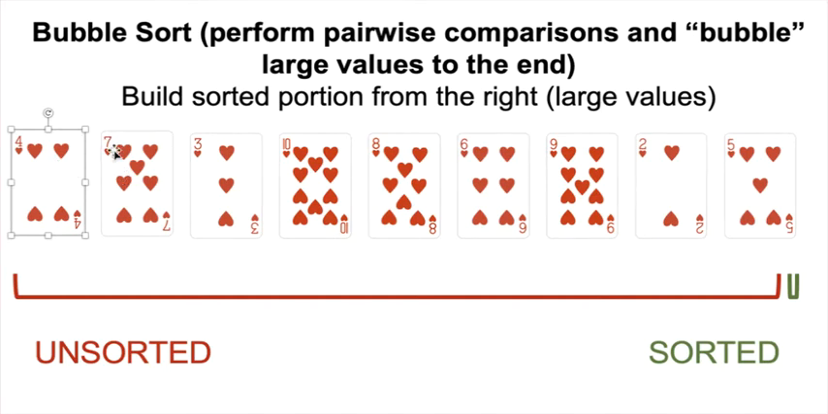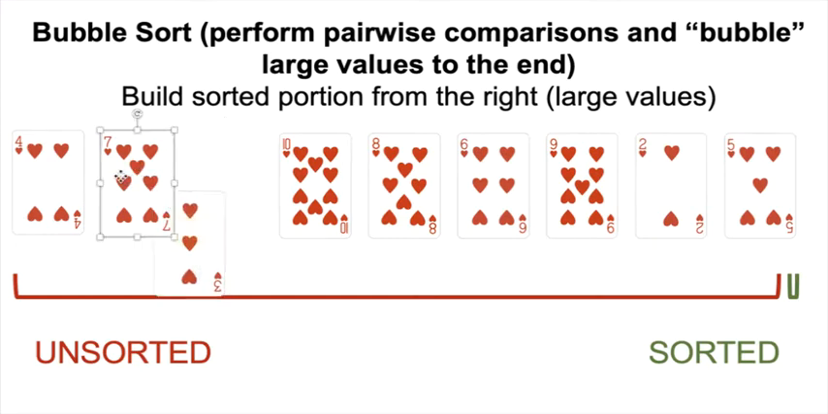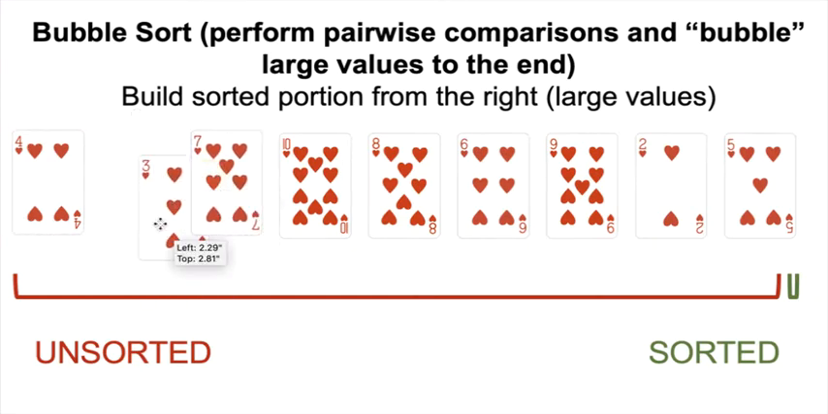So let's see if 7 bubbles again. Is 7 greater than 3? It is. So 7 bubbles one more spot over. But for this iteration, that's the end of 7's bubbling. Because now we perform the pairwise comparison between 10 and 7. Is 7 greater than 10? No, it's not. So we don't do a swap right here.